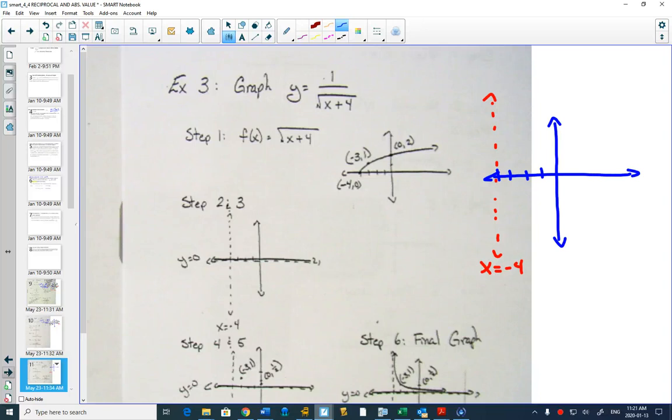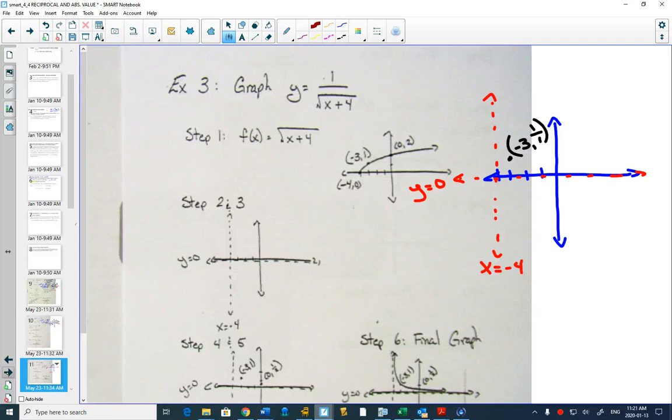Horizontal asymptote. Does the square root graph keep getting bigger and bigger and bigger? It does. So we will have an asymptote at y equals 0. Step 2, nice points. What's going to happen to (-3, 1)? I'm going to keep writing this, but if you want, you can just write (-3, 1). But I'm going to write 1 over 1 just to remind ourselves that we're always taking the y value and doing 1 over that y value.